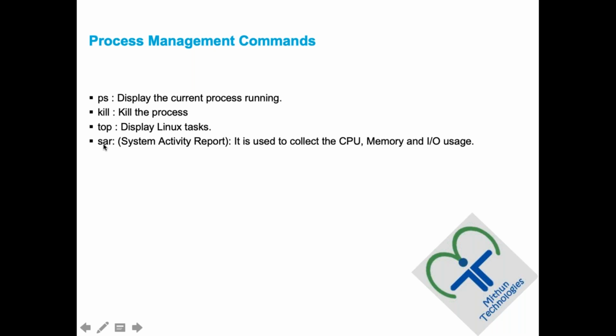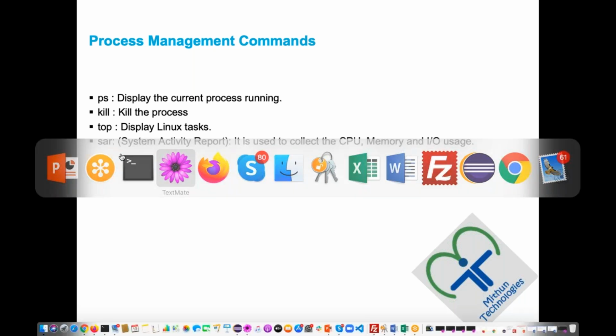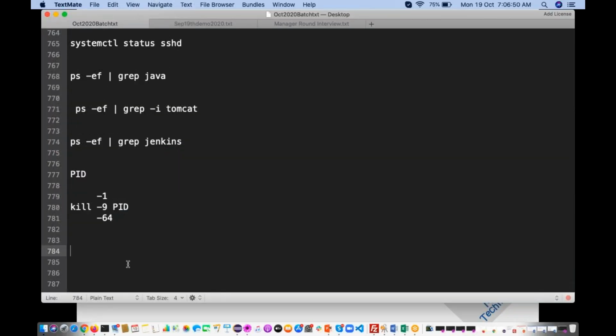If you want to see how your server resources were 1 hour back or two days back, you can use the sar command. Clear? By default the sar command is not installed. You can install it, but there is no package with that name. If you say yum install sar, it is not going to work.